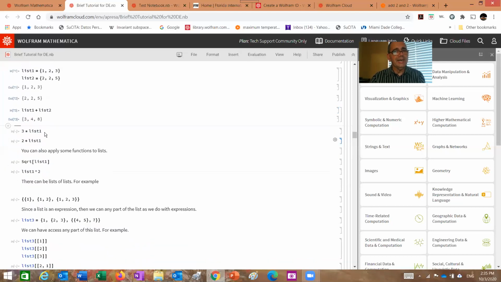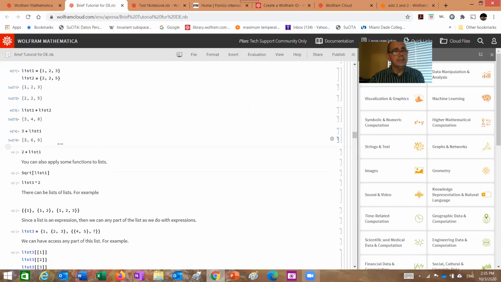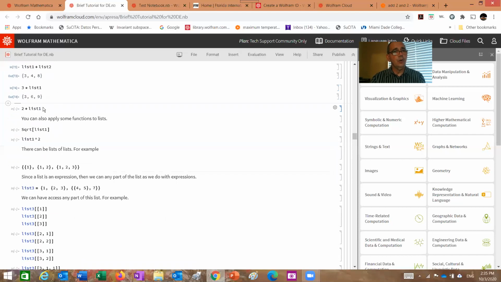Now, you can multiply a list by a number. When you multiply list1, which is formed by 1, 2, 3, by the number 3, you get 3, 6, and 9. So you multiply a list by a number like you do when you are multiplying a vector by a number. You can add a number to a list, and what is going to be the result? That number 2 is going to be added to all the components of that list, all the arguments or the elements of the list.